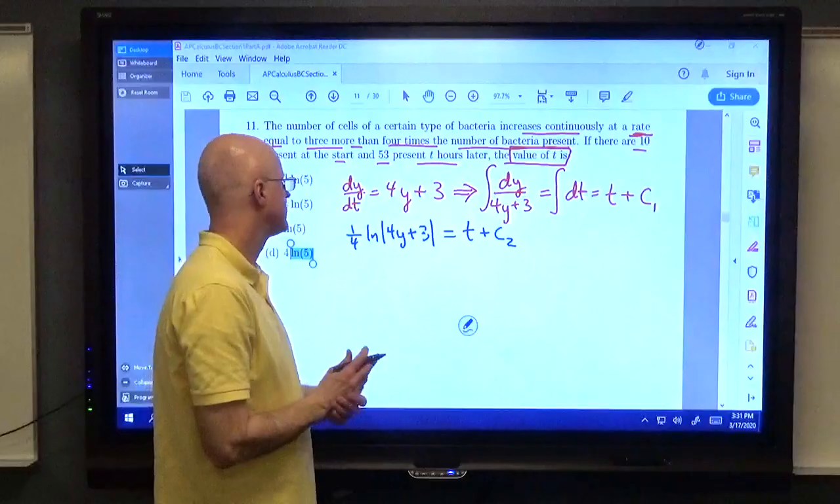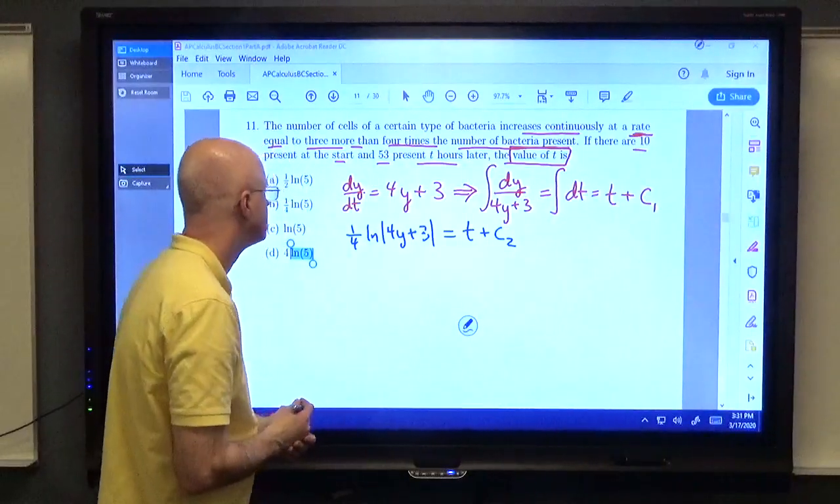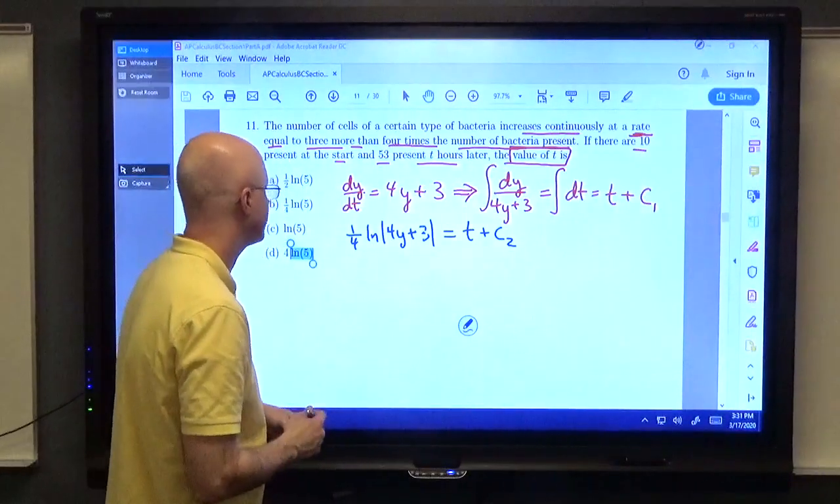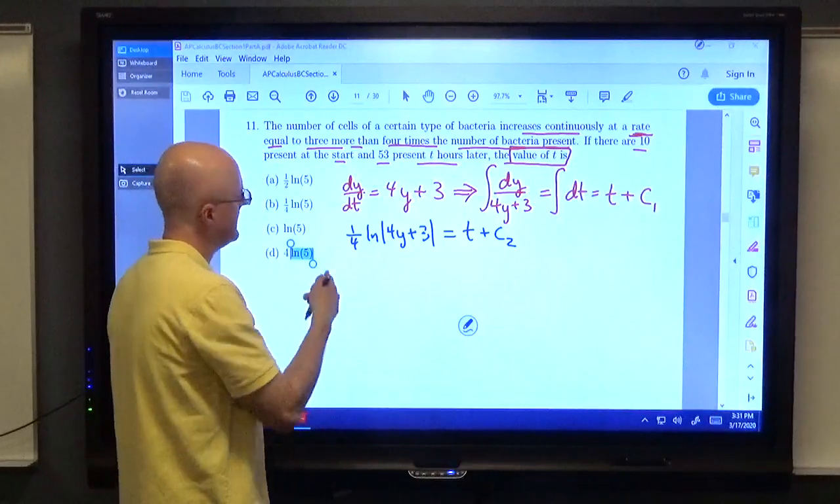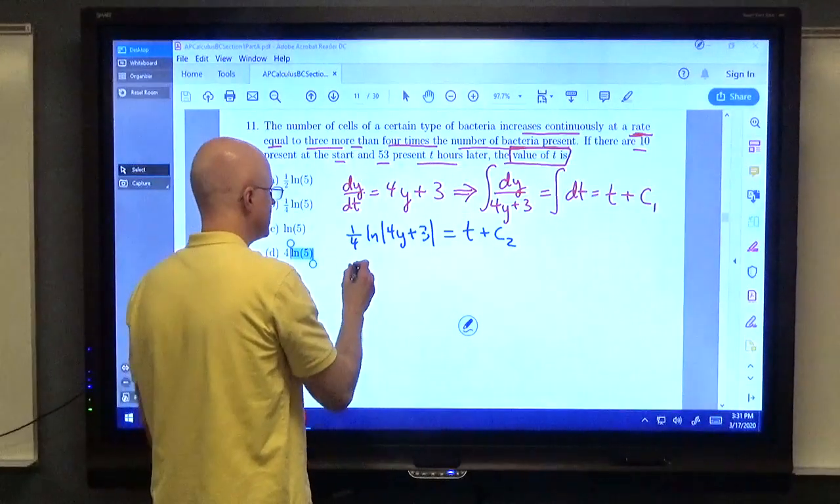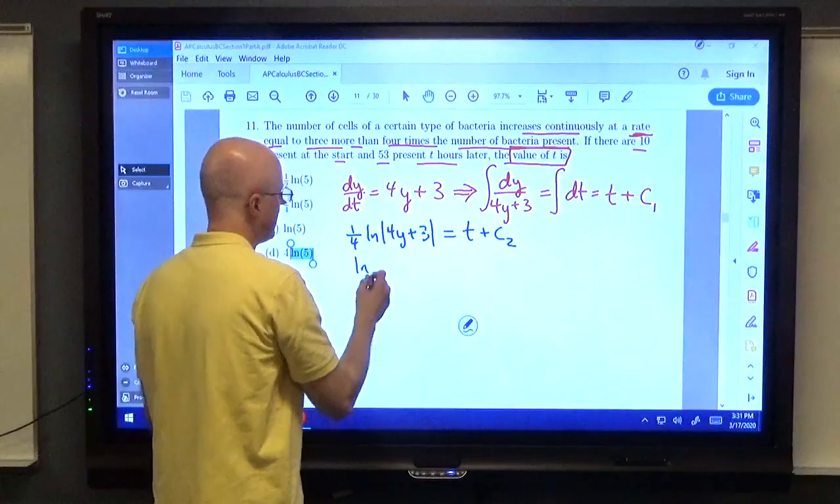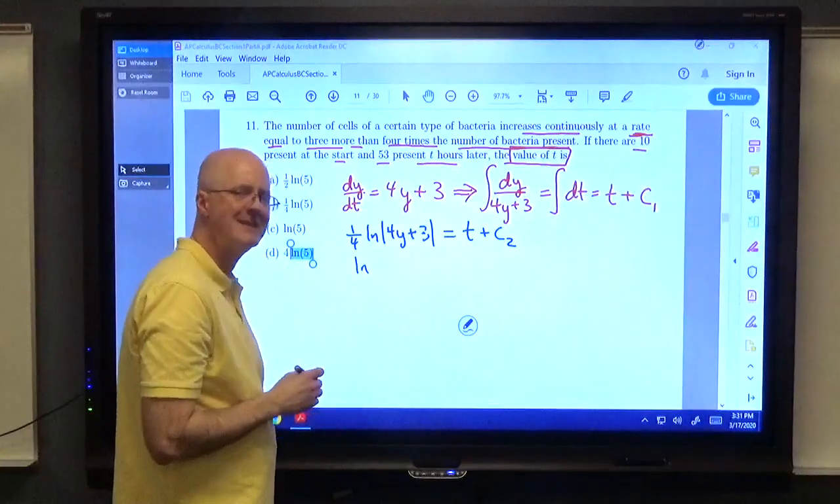What's the goal here now? Solve for y. That's the goal. I want to isolate y on the left side, say. So it'd be nice to multiply both sides by 4 first. Can I get rid of the absolute value signs? That'd be nice. Turns out you can.